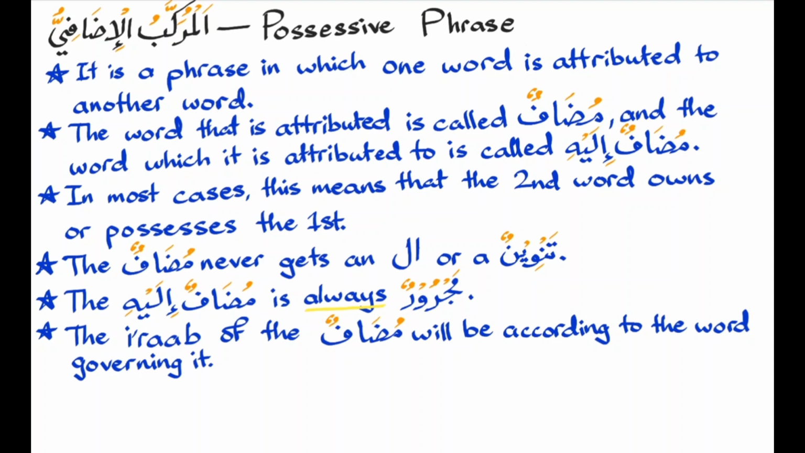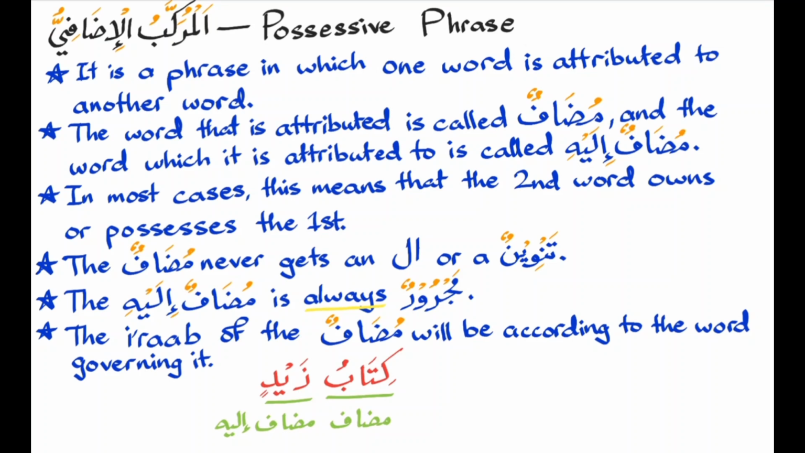Now let's take an example. Here we have a phrase, Kitabu Zaydin, Zayd's book. Here kitab is the mudaf and Zayd is the mudaf ilayh. Now notice that in this phrase, Kitabu Zaydin, the word kitab is attributed towards the word Zayd, Zayd's book. Also notice that the word which is attributed, meaning kitab, is called mudaf, and the person towards which that book is attributed is Zayd, that's mudaf ilayh.